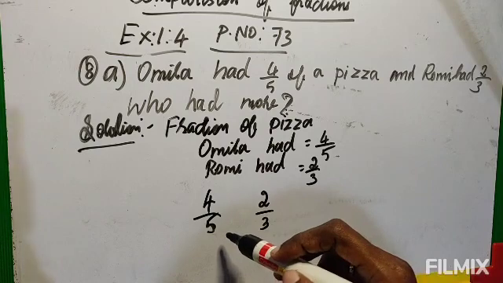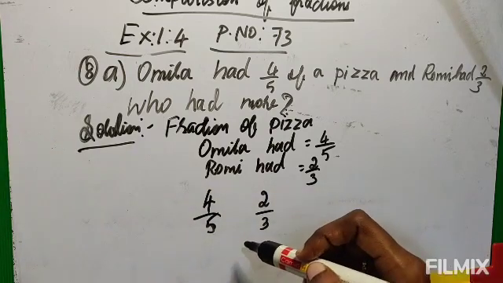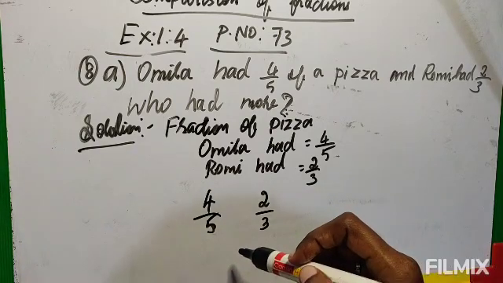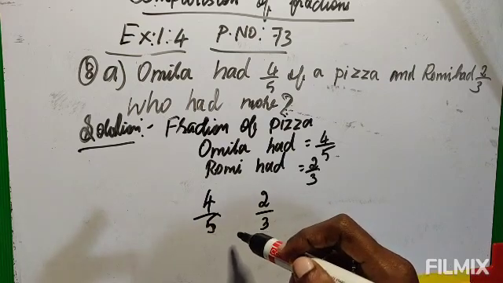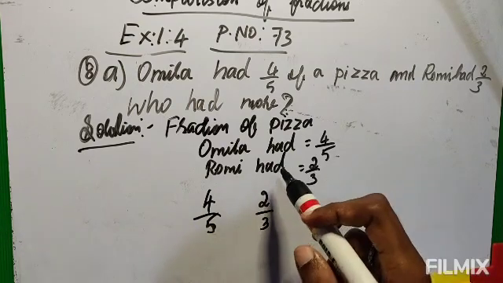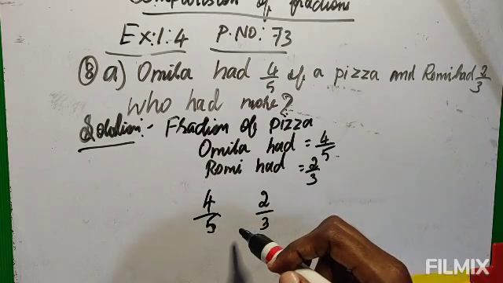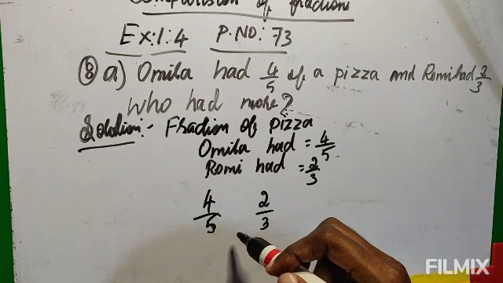So what you have to do is change them into like fractions. Like fractions you can find in two ways. One is finding the LCM, the other way is cross multiplication. Now I am teaching you cross multiplication. In your book also cross multiplication is given.